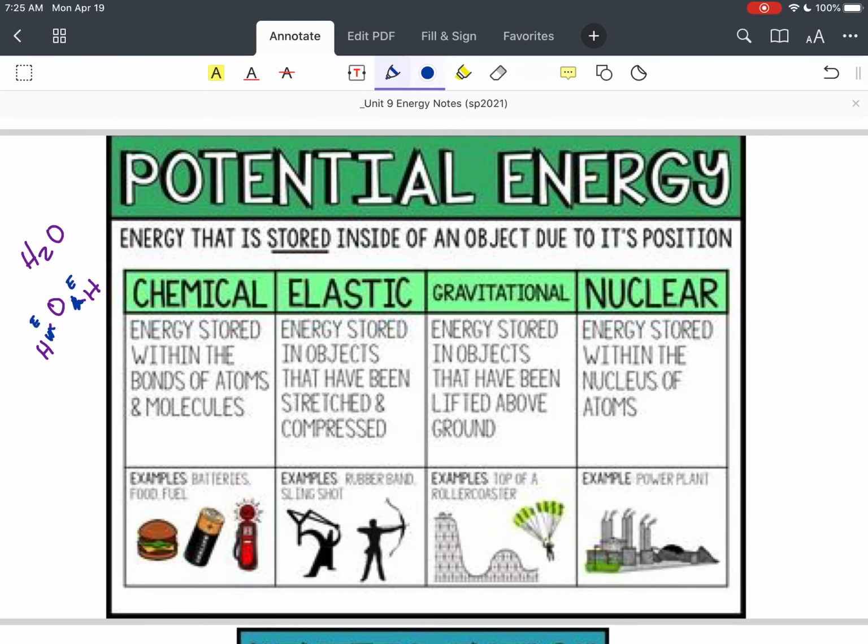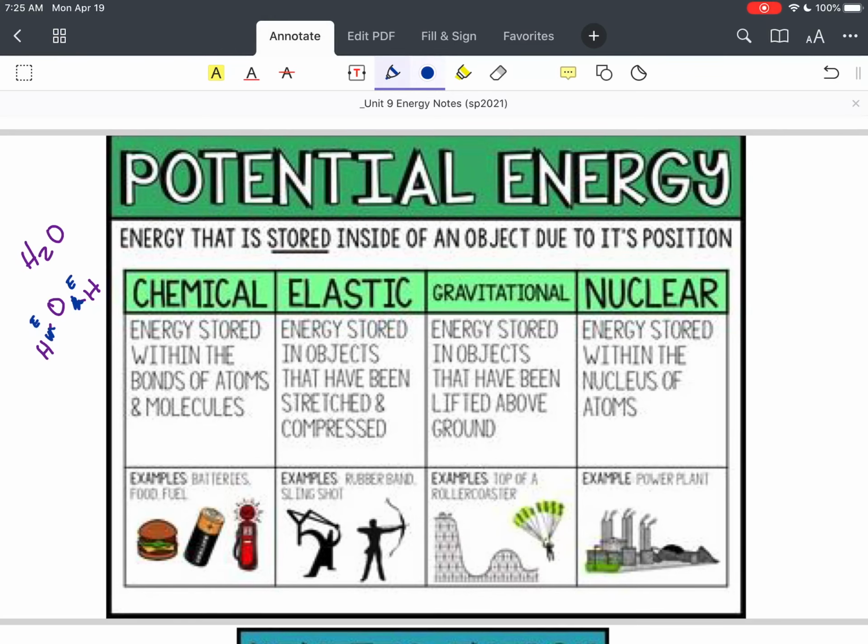Elastic, this is like a rubber band or a bow and arrow or a slingshot. How are you getting that arrow to move or that rock to move really far away? Well, when you're stretching out that elastic band, you're actually increasing the amount of energy that's stored there. And so when you let go, that affects how far, how much moving that object can do. So that's our elastic energy.